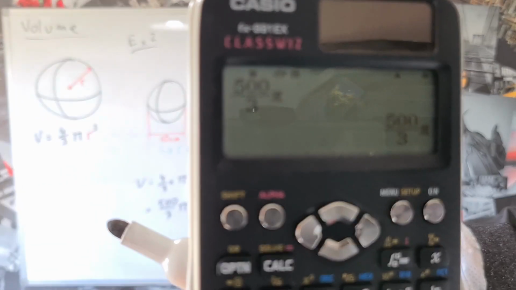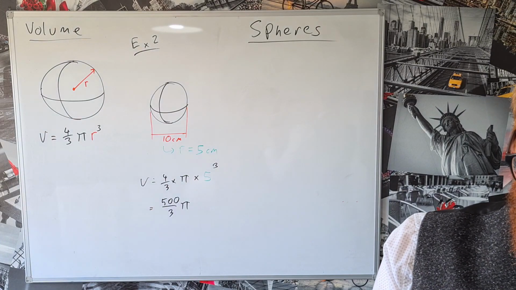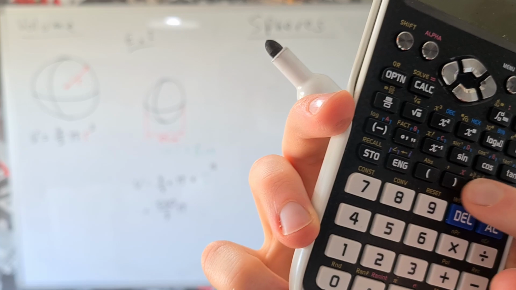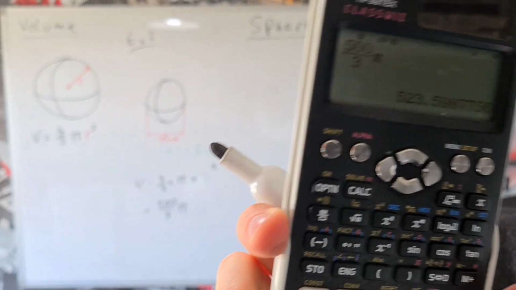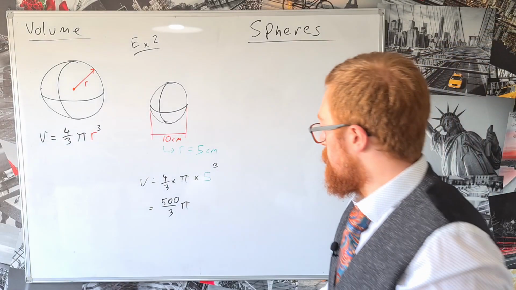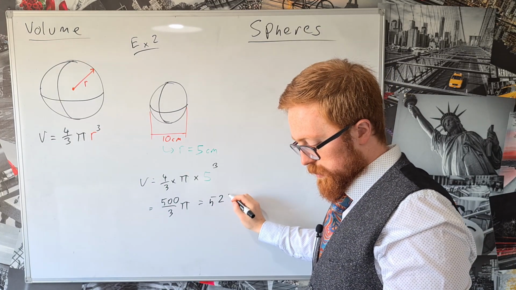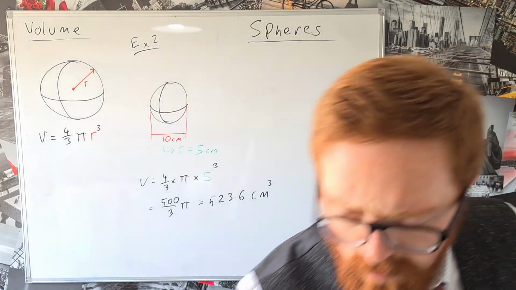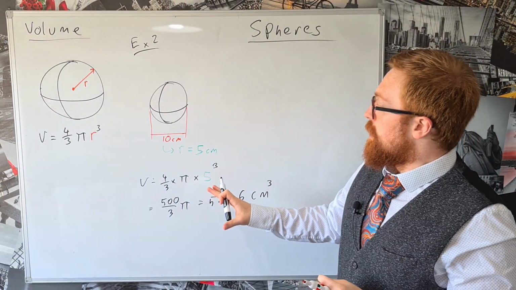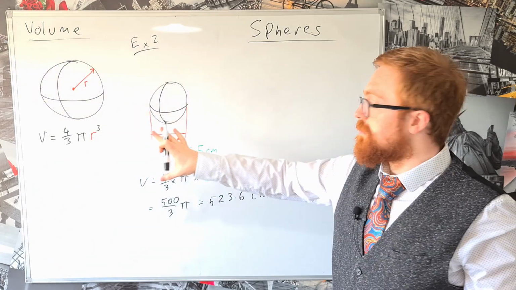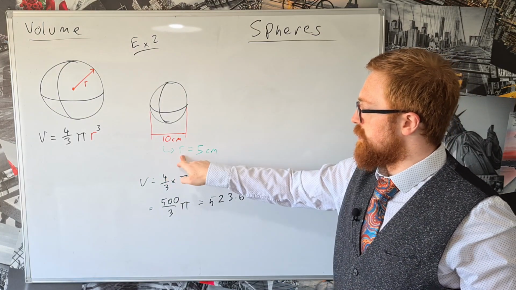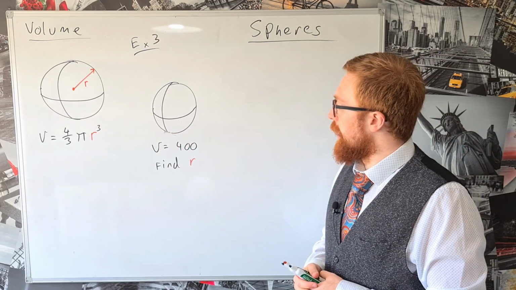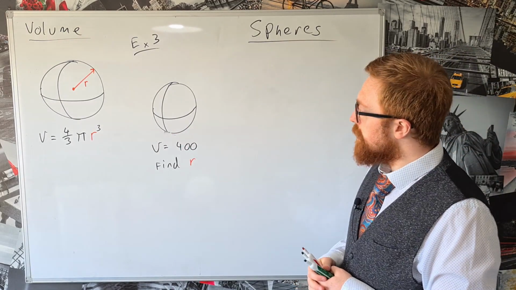Now that on its own isn't particularly useful, so what we do is press the SD button just above delete, and then it turns it into a decimal for us. 523.6 centimetres cubed. So if we're given the diameter instead of the radius, it's exactly the same as the previous one, we've just got to take that extra step to find the radius first. Brilliant. Okay, so on to our next example now.